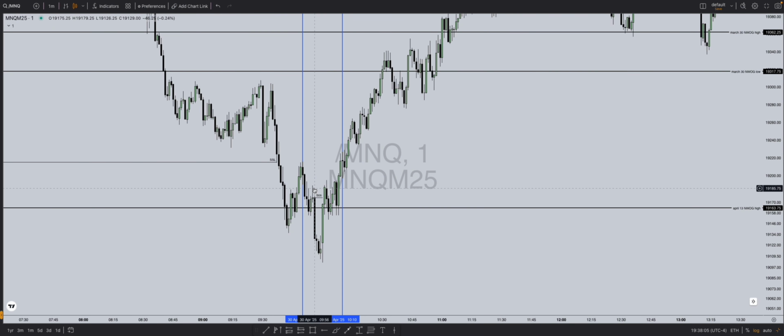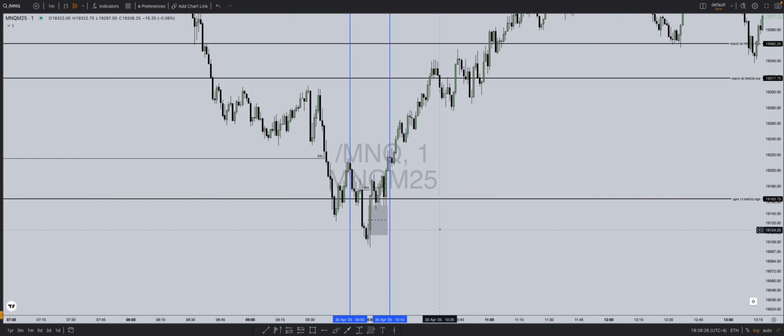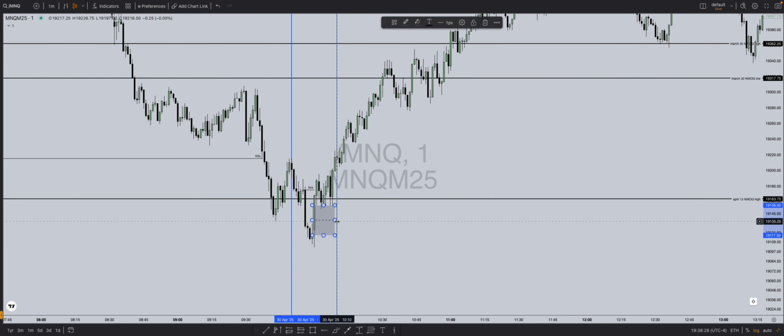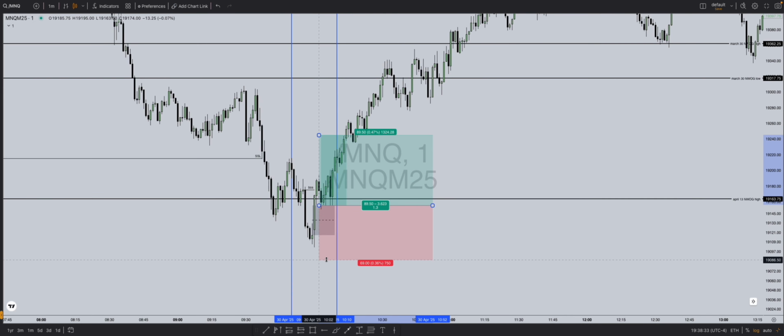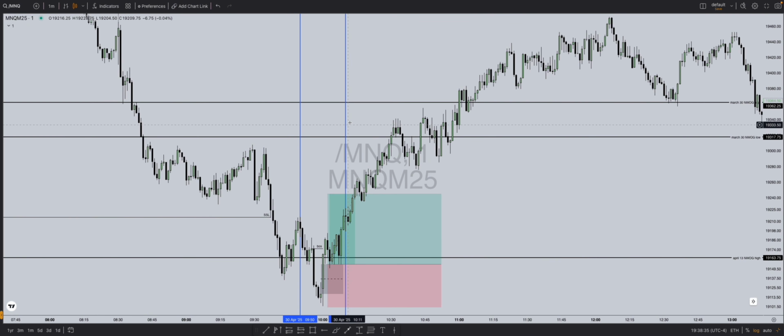You could enter off of this breaker block. If you don't know what a breaker block is, I posted that also in my mentorship for free on YouTube. After we've closed above it right there, you could have entered, or you could have entered off of this fair value gap. Always include the volume balance if you have one right there. If you don't know what that is, also posted that on YouTube in my mentorship for free. Check that out. And then you could have entered off a Fibonacci gap, like so. Stop loss below the low, and then target opposing liquidity.